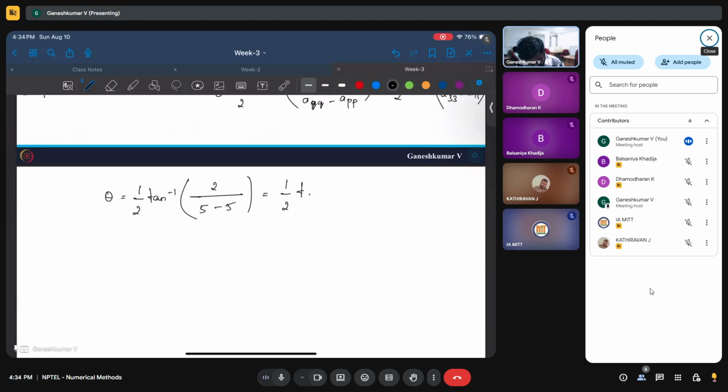So this is going to be 2 by 0, and we all know this is going to be tan inverse of infinity. Infinity happens only at pi by 2, right? Tan 90 degree is infinite.